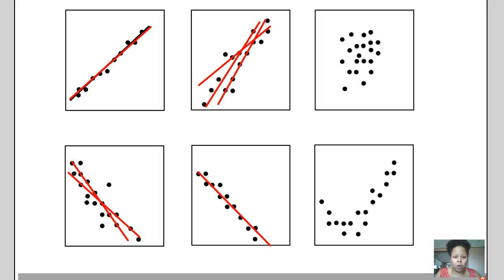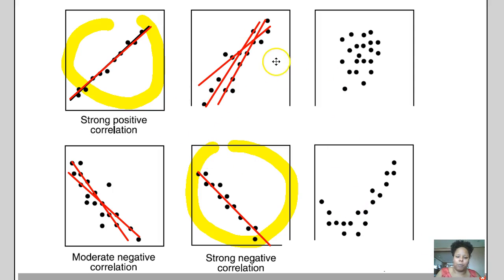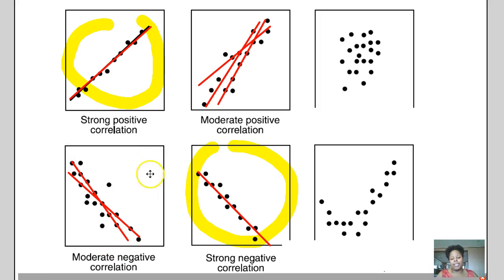These 2 are stronger correlations, because we can fit a large majority of the points through this line. So we call these 2 strong correlations. This is strong positive, and this is strong negative. But over here, we can't fit as many of the points through as we would like in the previous one. So in this case, we would call this a moderate positive correlation and a moderate negative correlation. That has to do with the slope of the lines that we fit, to determine positive or negative.